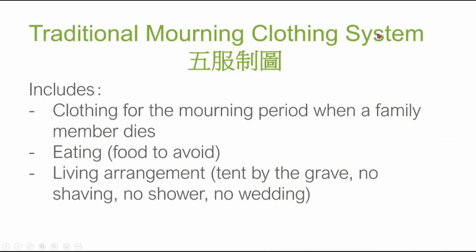Next, let's take a look at traditional mourning clothing system. In this Jiapu, this family has included the traditional mourning clothing system that has the following information: clothing for the mourning period when a family member dies, eating habit, for example, what type of food to avoid during the mourning period, living arrangement. Some require the sons build a tent by the grave for a certain period of time and live there, or no shaving, no showering, or no wedding.